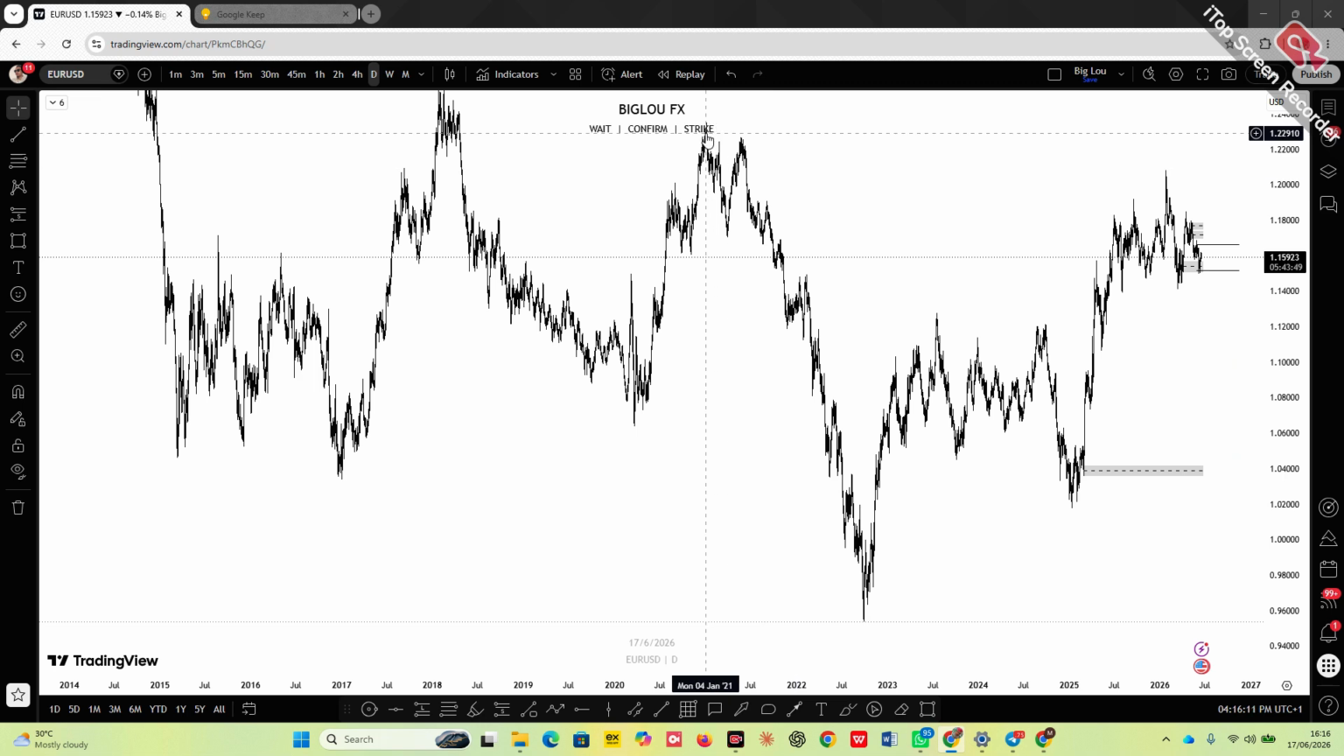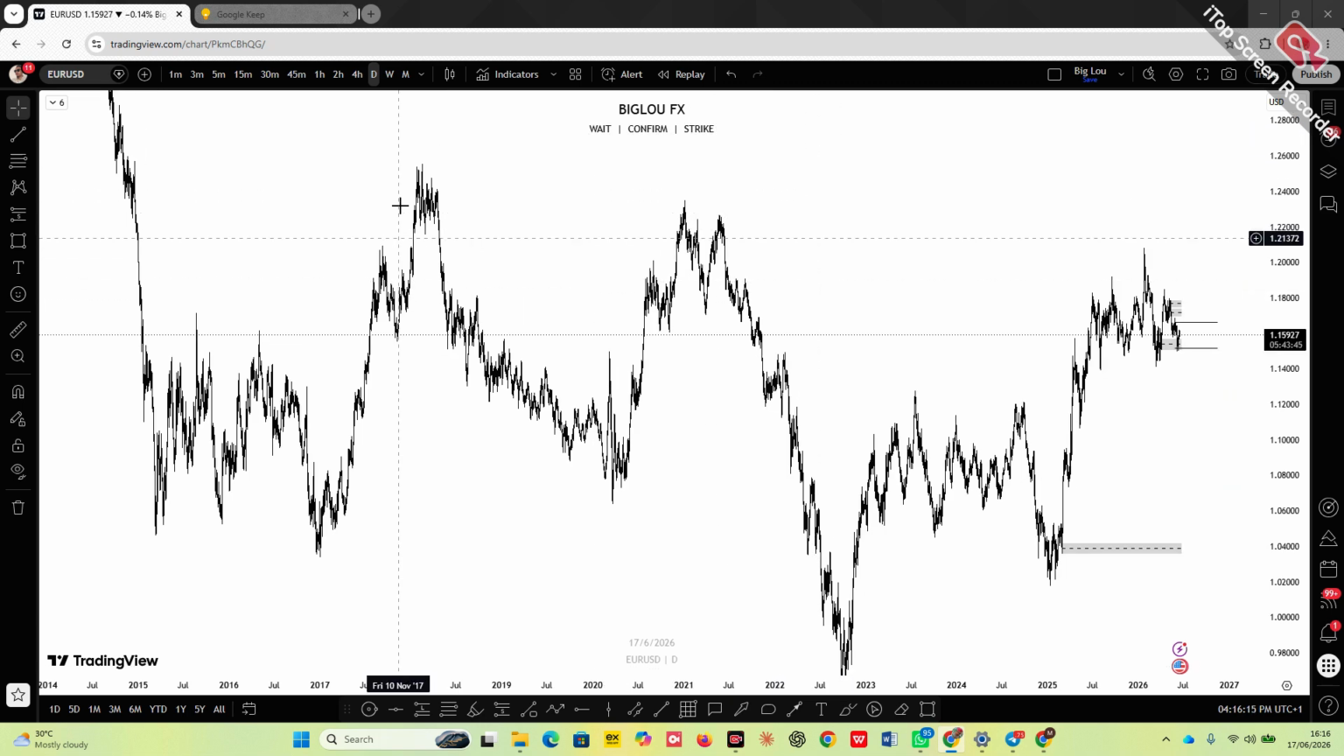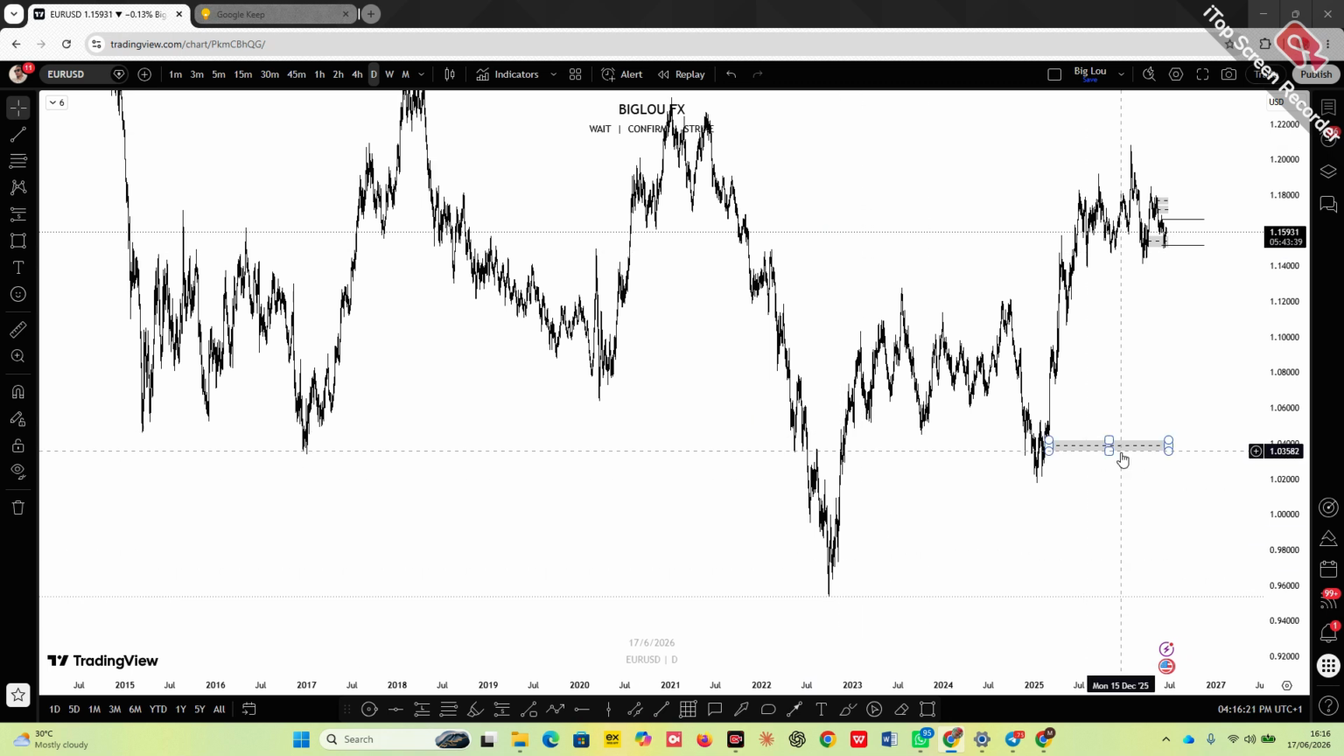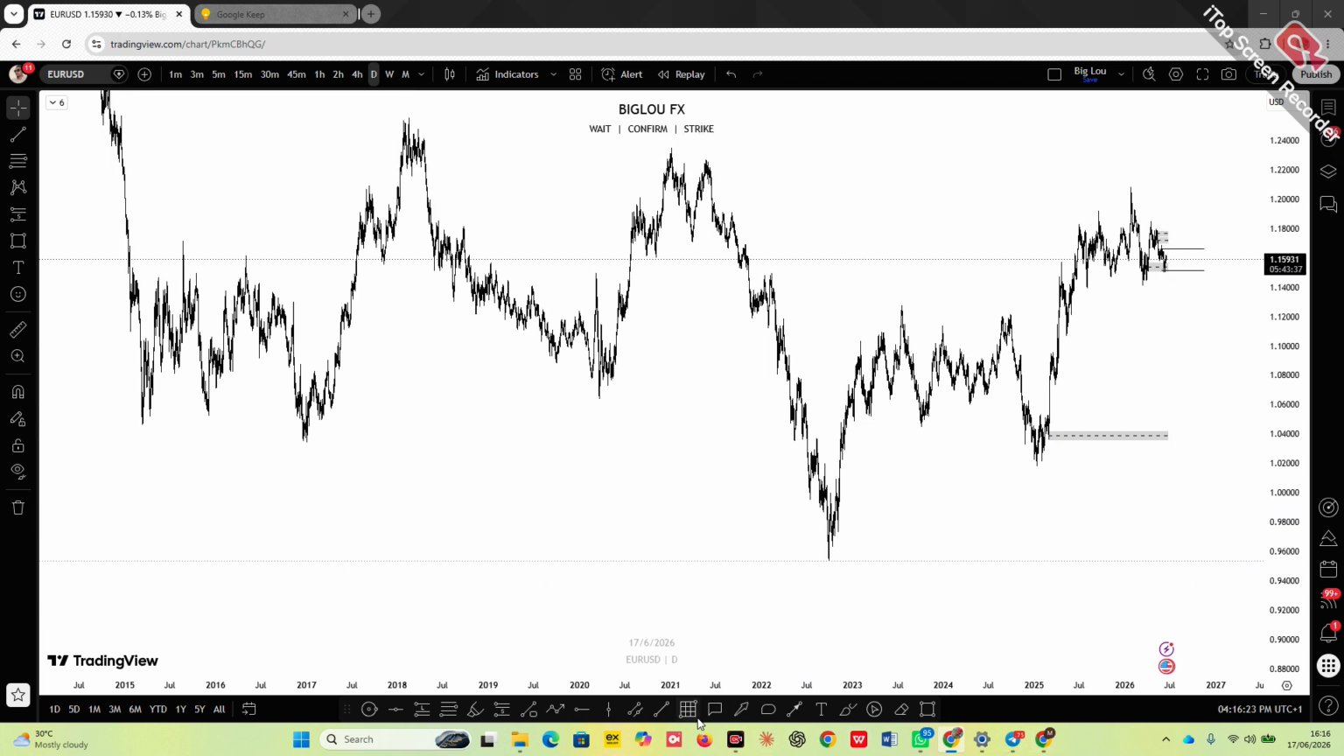My overall bias on EU, if you shrink this market, you see that the market has been what? Bearish from here. But this was 2021. We don't need all of that data. It has been bearish from here, bearish here, all the way. We've been trading inside this market leg.